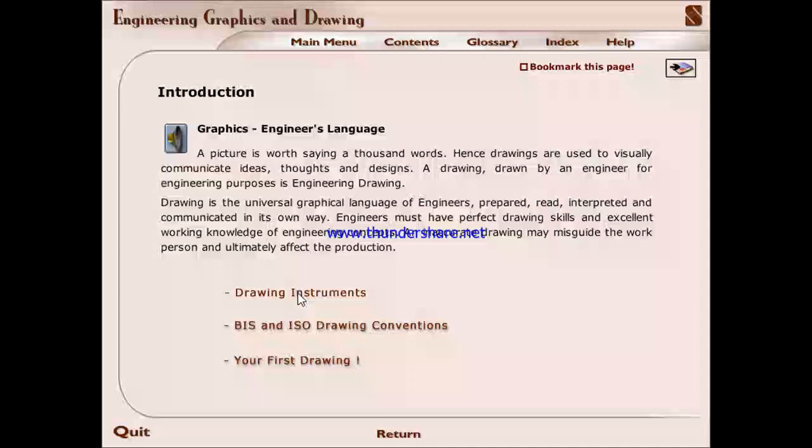Now in this, we will divide the information into drawing instruments, BIS and ISO drawing conventions, and first drawing, that is giving an example to do the drawing sheet preparation, etc. Now let us go to drawing instruments.